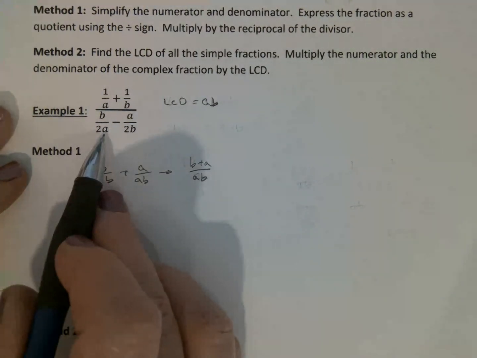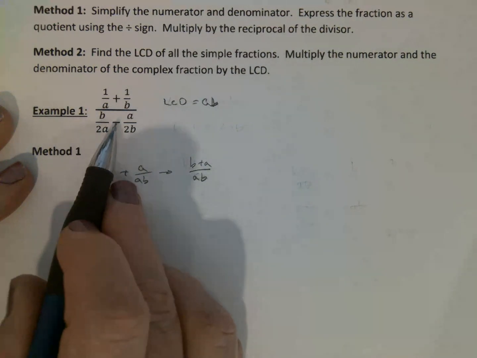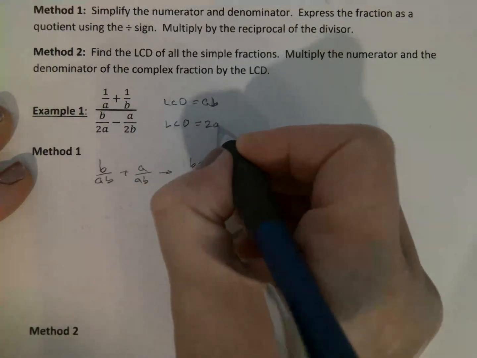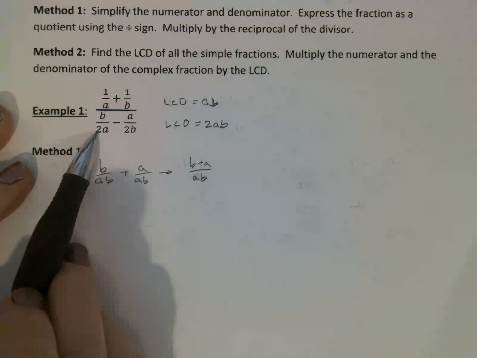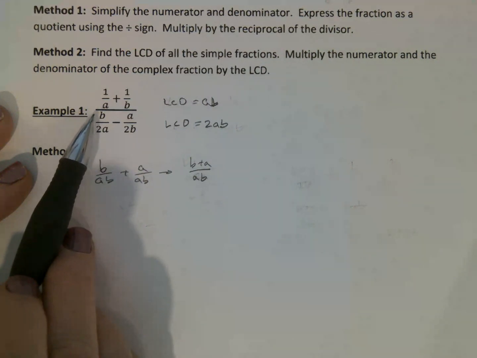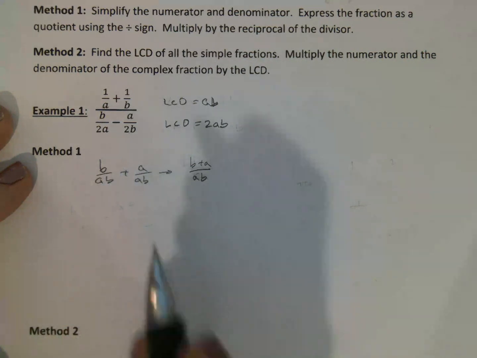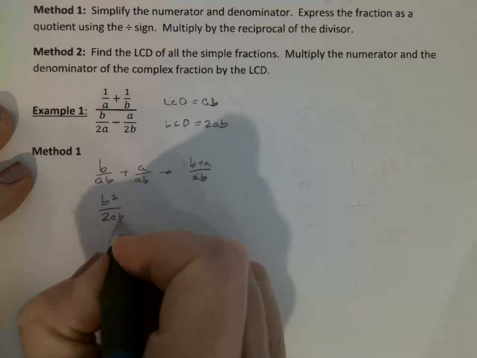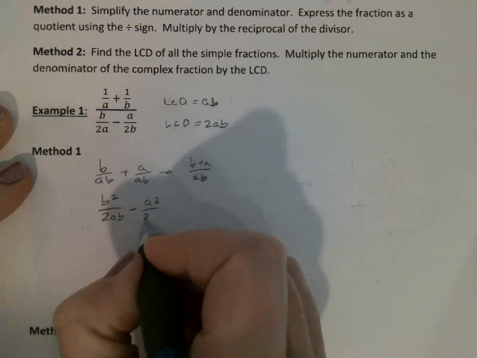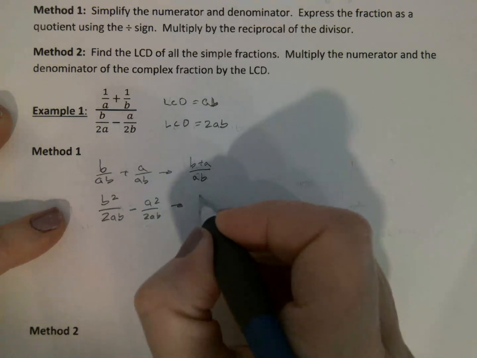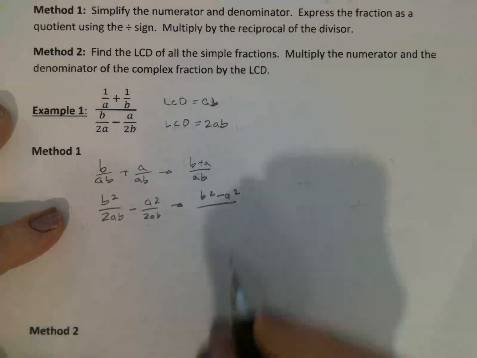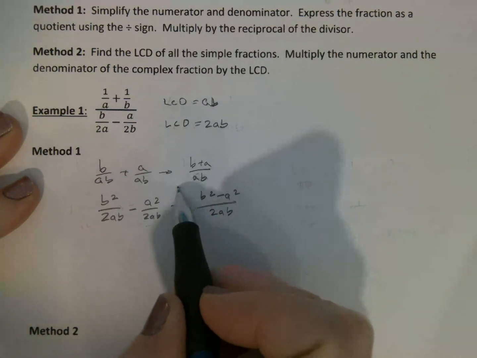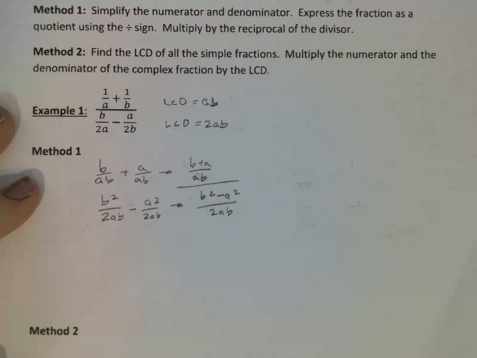I'm now going to do the same thing with the denominator. I have B over 2A minus A over 2B. My least common denominator is going to be 2AB. So what I'm going to do is multiply this fraction by B over B, and this fraction by A over A. So I'm going to end up with B squared over 2AB minus A squared over 2AB. And when I simplify that, I end up with B squared minus A squared over 2AB. Okay, so that is the numerator simplified and the denominator simplified, and I can actually put my fraction bar there.